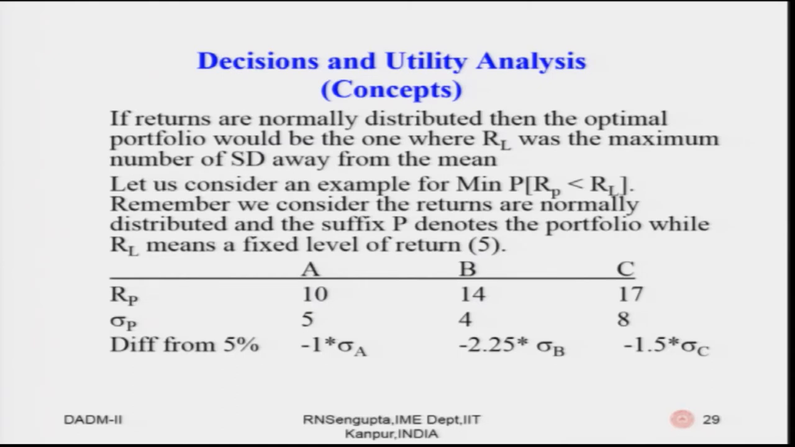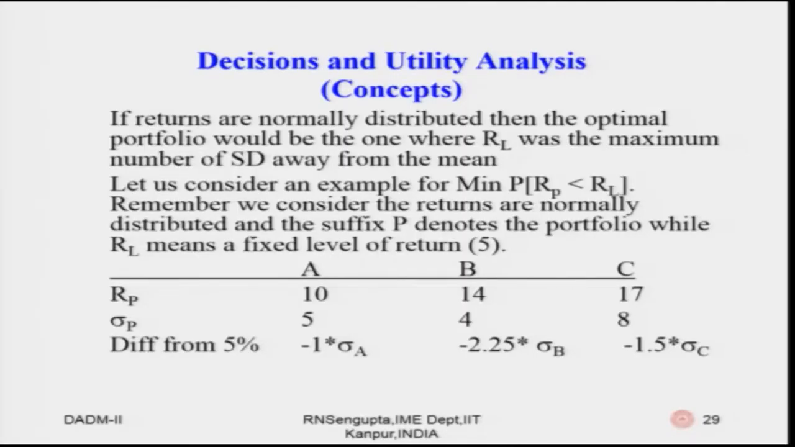So, let us consider an example for minimization of the probability that RP is less than RL. Remember, we consider the returns to be normally distributed as I mentioned, and the suffix P denotes the portfolio, while RL means a fixed level of returns, which for our case is considered as 5%. I am just taking the value of 5. RP values are given based on the fact that you have invested some amount of money in different types of investment, and the overall combined returns for the decisions A, B, C are respectively 10, 14, 17, as you can see in the first row of this table.